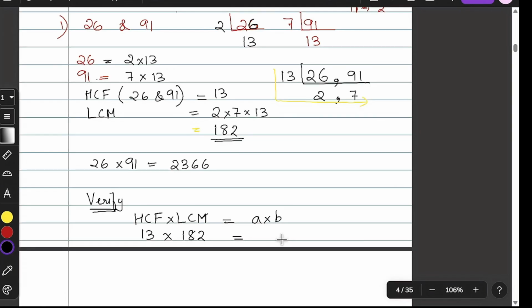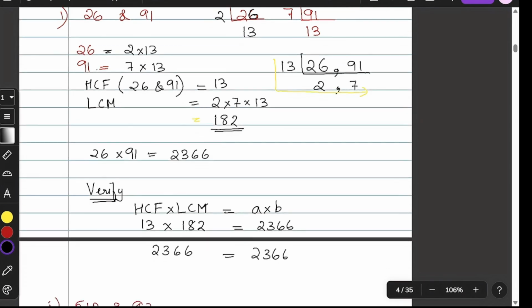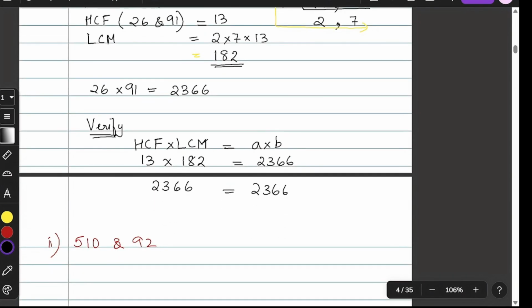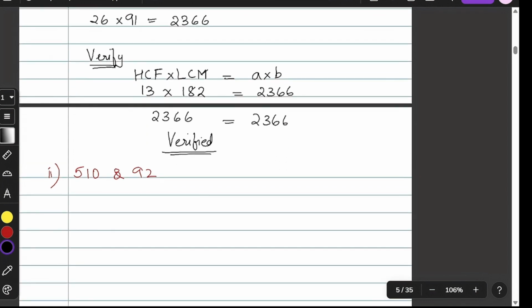It is 26 into 91, which is equal to 2366. Now 13 into 182 also gives me 2366. Now look here, both my LHS and RHS became the same. So I can write here, hence it is verified. Right? Okay, it's clear, right? Now we have to move on to the next numbers, which are 510 and 92.